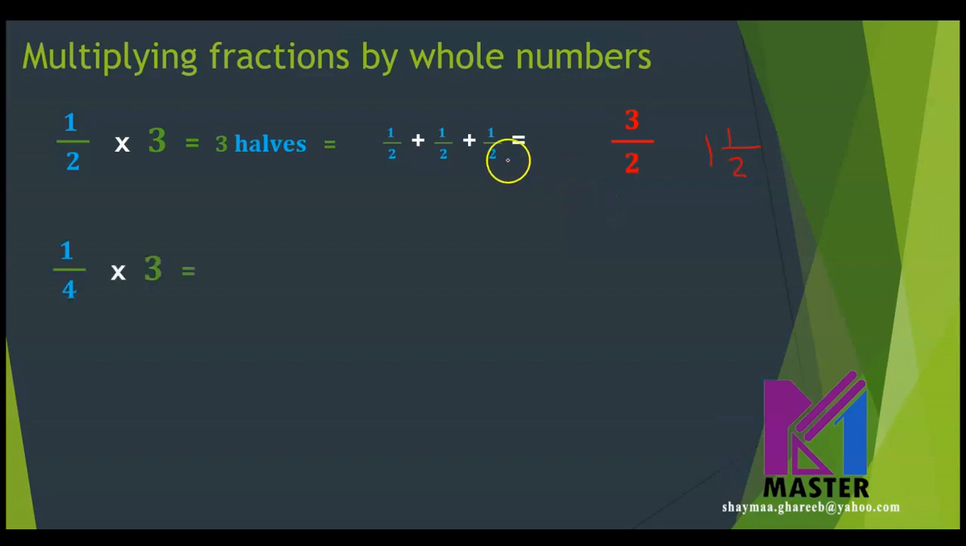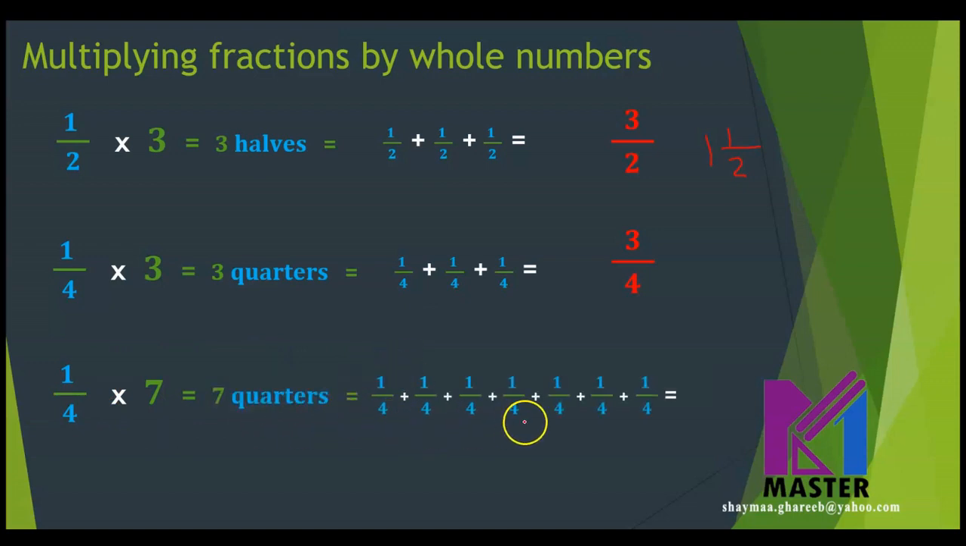Now let's try a different fraction. 1/4 times 3, which means I can add the quarter 3 times, 3 groups of quarters, quarter and quarter and quarter, which is 3 quarters. As you can see, the answer will be 3 quarters. 1/4 times 7 means 7 quarters. If you add the quarter to itself 7 times, you will get 7 quarters, which is an improper fraction as well. So all these fractions so far are unit fractions.